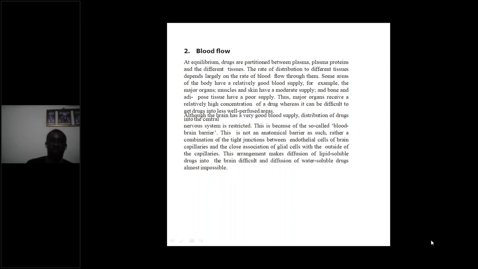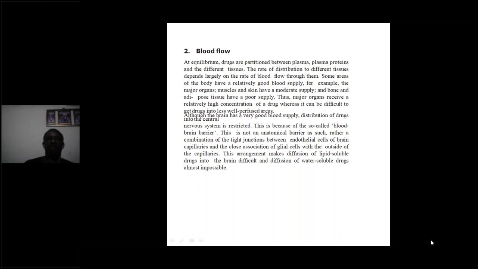So we look at blood flow. At equilibrium, drugs are partitioned between plasma, plasma protein, and different tissues. So the rate of distribution to different tissues will be impacted by the blood flow through them. If a tissue has a good blood flow going through it, a good blood supply, then there is more likelihood that that tissue is going to have more drug getting to that place.